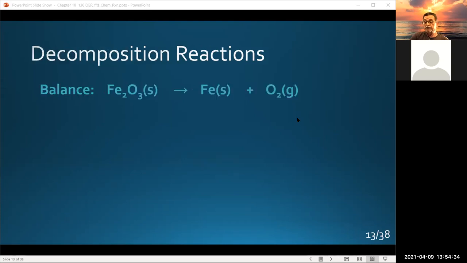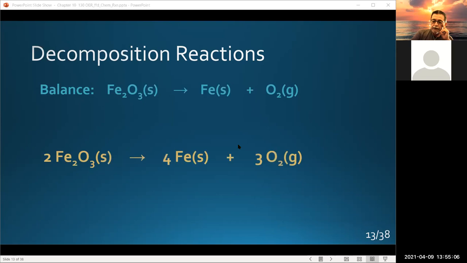A decomposition reaction. Here we have iron(III) oxide reacts to give us iron and oxygen. Iron(III) oxide, AKA rust. You can heat it up a little bit and break it down, and you will create iron and you will create oxygen. So in a decomposition reaction, we have a compound and break it down to form its respective elements. And of course, balance them out.